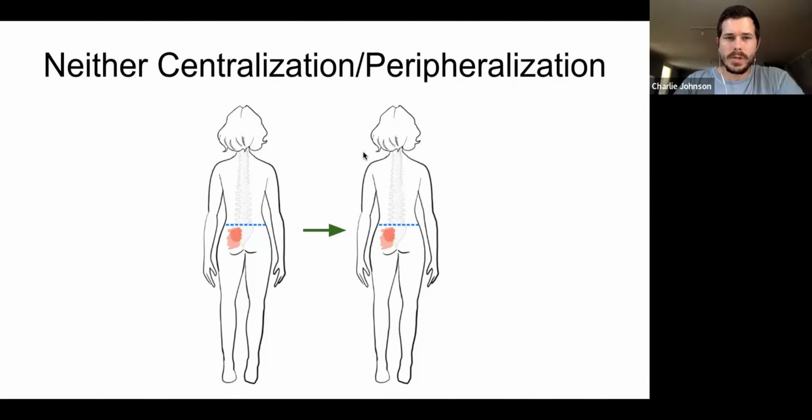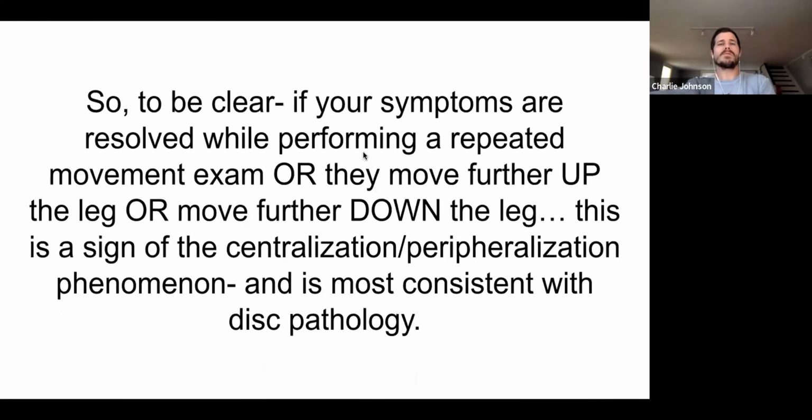It's important because we're going to use this to determine if an SI joint problem is the most likely source of your pain. So to be clear, if your symptoms are resolved while performing a repeated movement exam, they go away, or they move further up the leg, centralization, or further down the leg, peripheralization, this is a sign of the centralization peripheralization phenomenon and is most consistent, here's the key, with disc pathology.